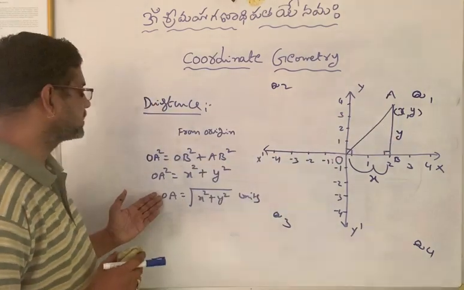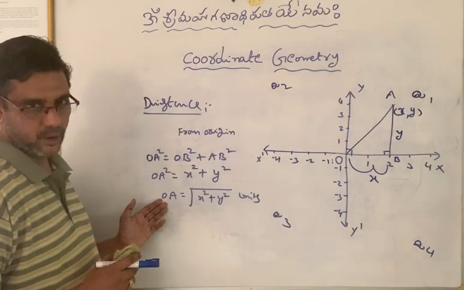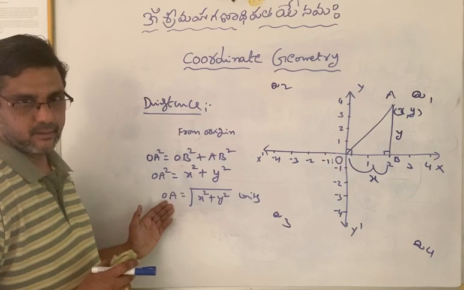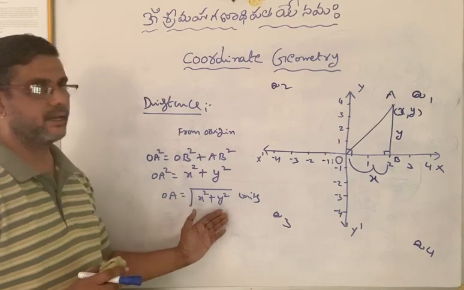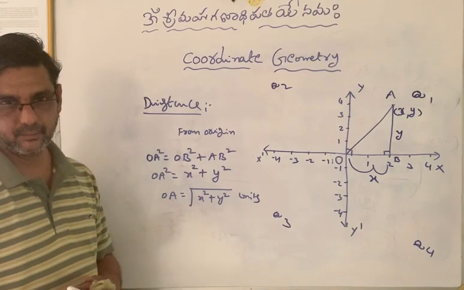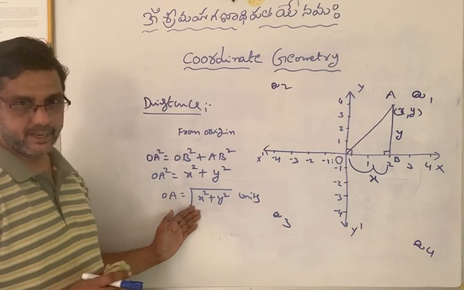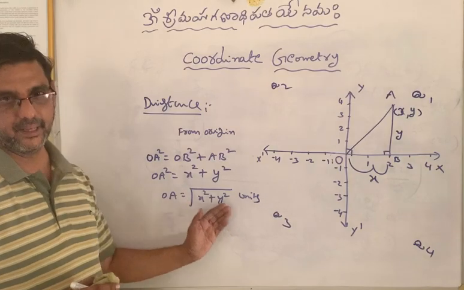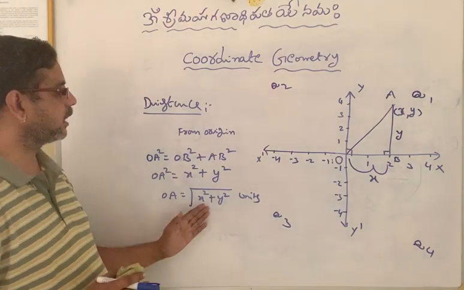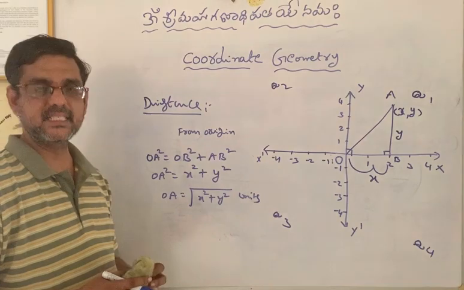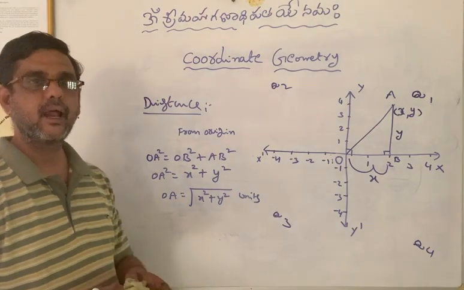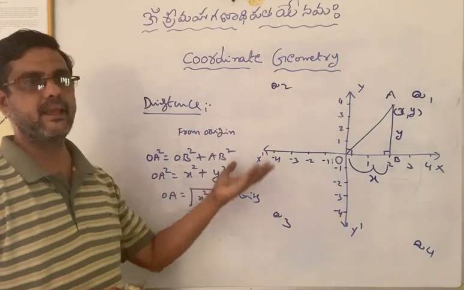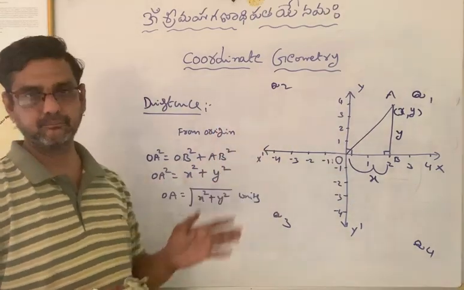So how to calculate the distance from the origin? What is O? Origin. So the distance between the origin and any point A is root over x square plus y square. It means the square of the x coordinate plus the square of the y coordinate, and the square root of their sum. So this is the formula to find the distance between the origin and any point in the Cartesian plane. You can take the point anywhere in the Cartesian plane.